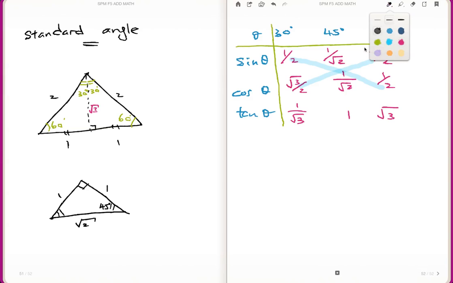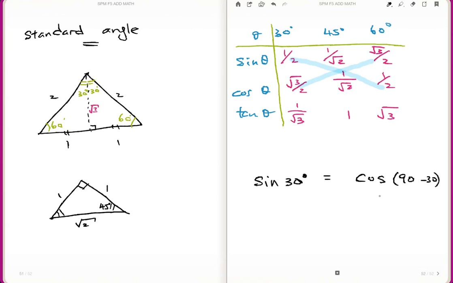If you know this, it will be an advantage, because sine 30 is basically equal to cos of 90 minus 30. So if it were cos of 90 minus theta, that would be sine theta. This is how you work it out. They are complementary. They complement each other.